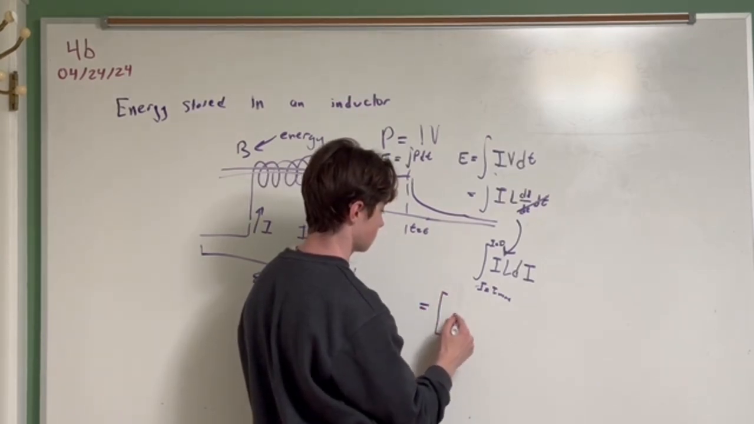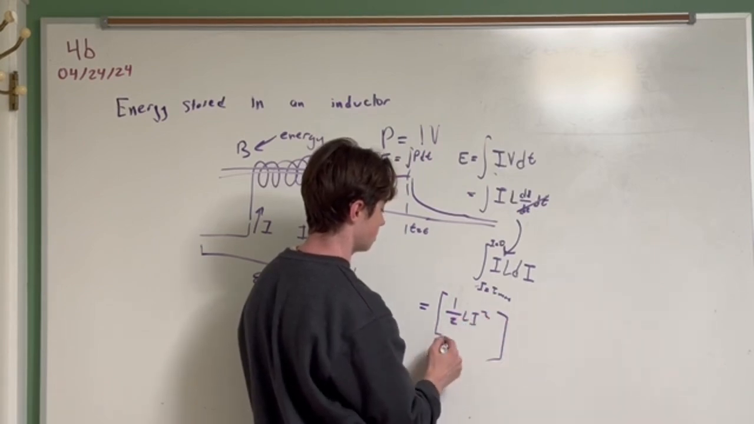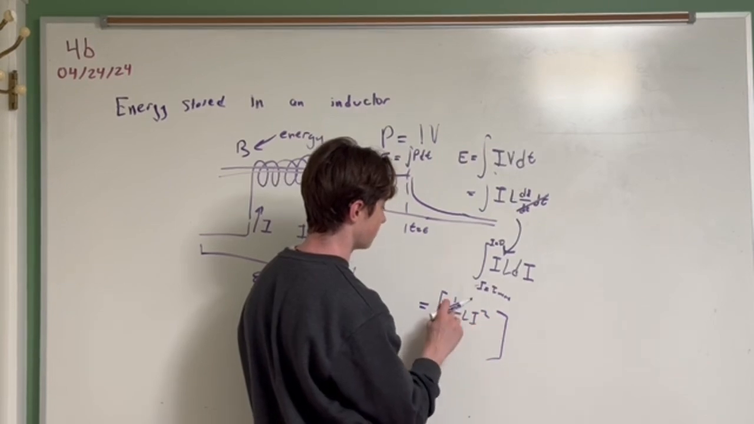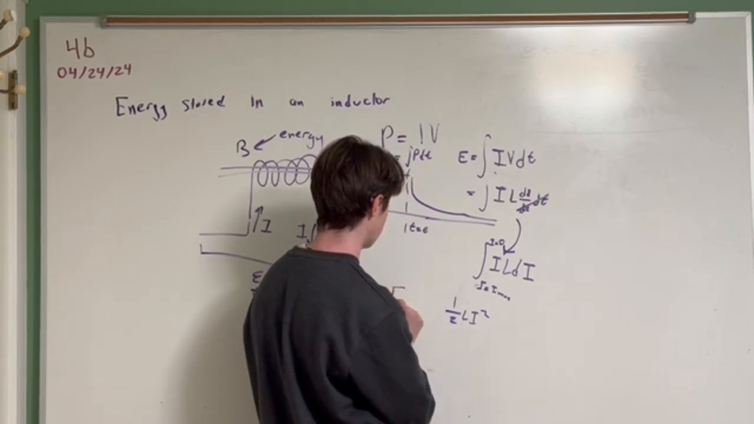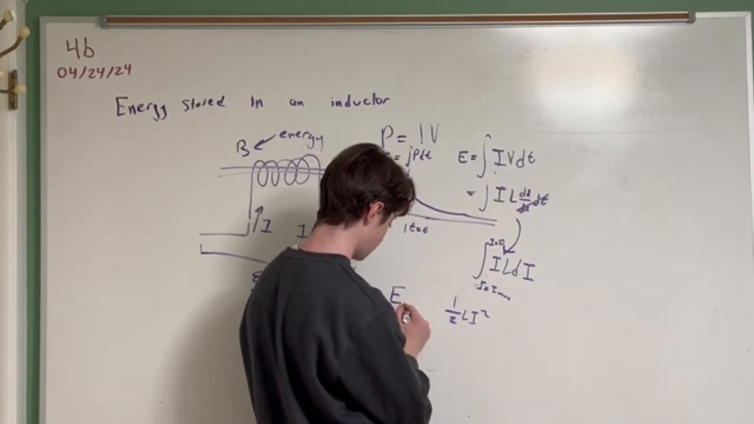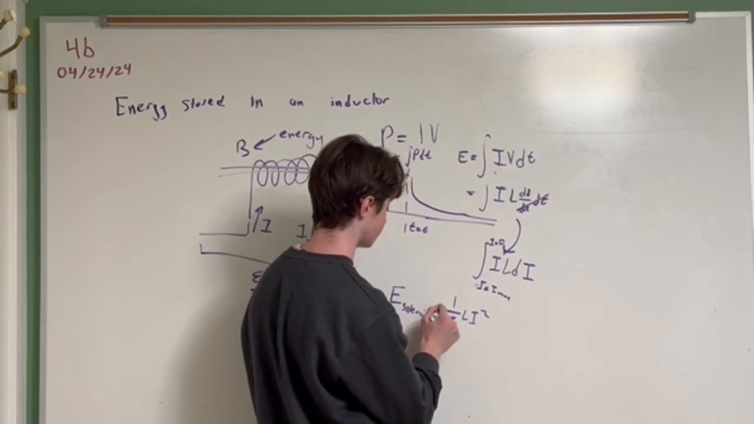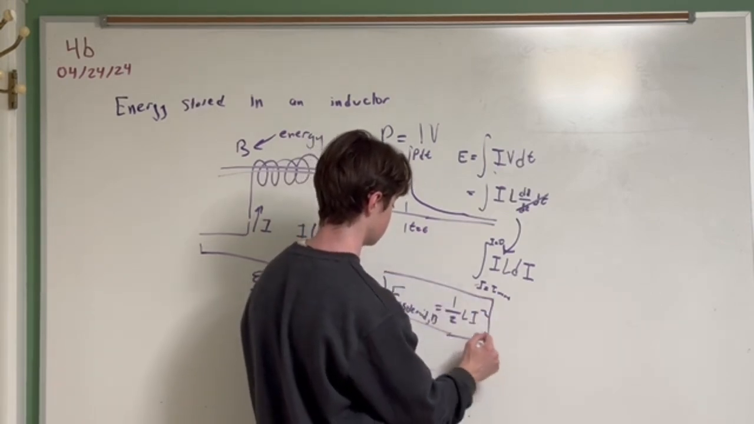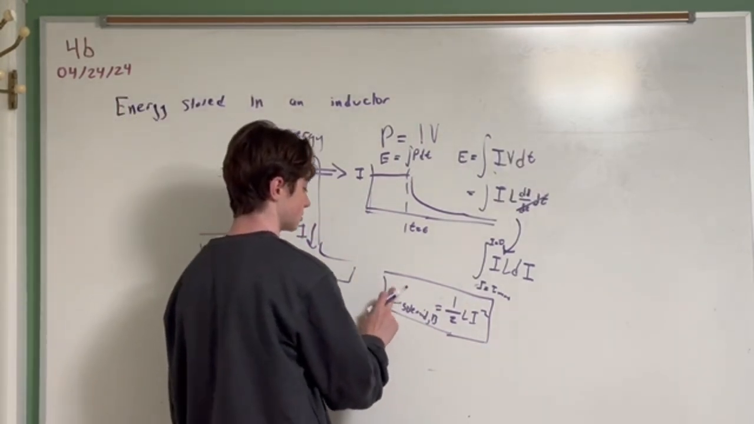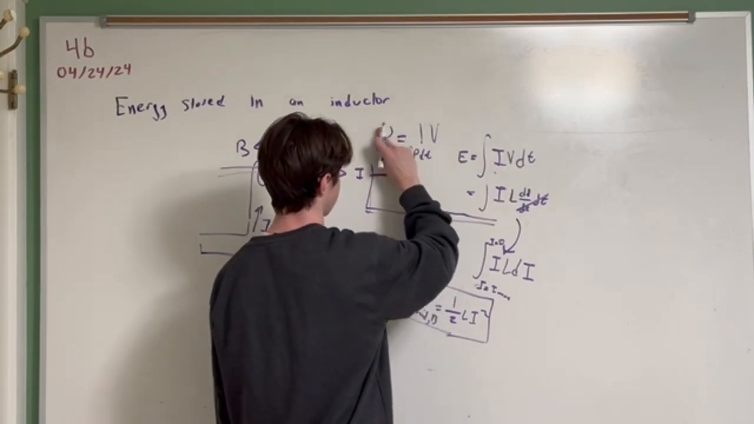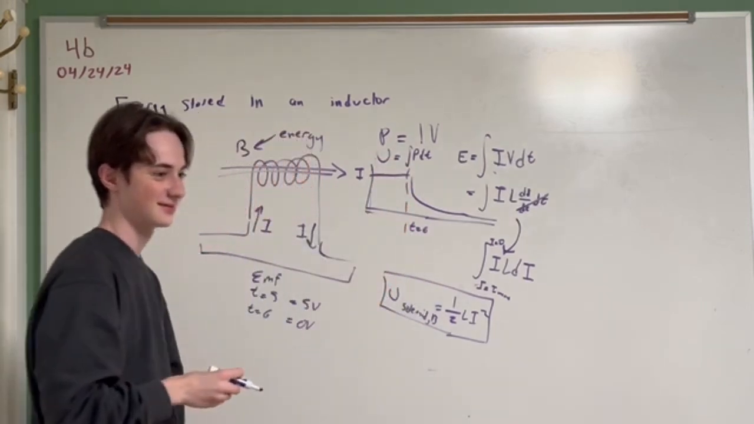1/2 I squared L. Yeah, 1/2 L I squared. And whatever, negative or positive, doesn't really matter. So this is the energy of a solenoid stored in its magnetic field. Or you can also use U, I guess, potential energy. That's crazy. What's crazy? No, I was just, it's like that's cool. Yeah, it is cool.